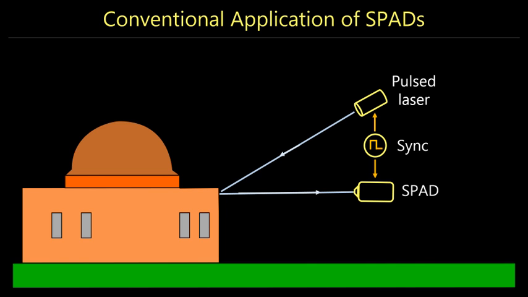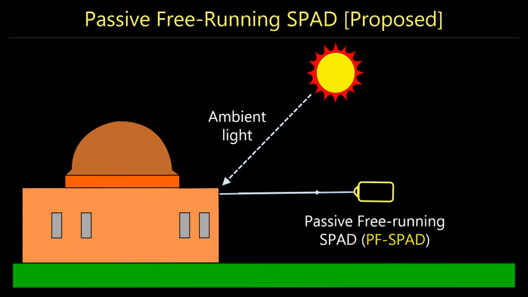There are two key differences in our imaging setup. First, we use the SPAD passively, in ambient light only. There is no active light source, no pulsed laser. And second, we use the SPAD in a free running mode driven entirely by ambient photons and no external synchronization clock. We call this imaging modality passive free running SPAD, or PF-SPAD.